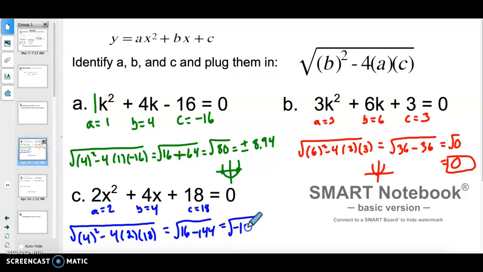So if we have square root of negative 128, remember you can't take the square root of a negative number, so this one is actually no solution. Graphically, what this means is if I had a parabola, it's never going to touch the x-axis, so maybe it's up here. So it should have no solution, so no solutions on the x-axis.